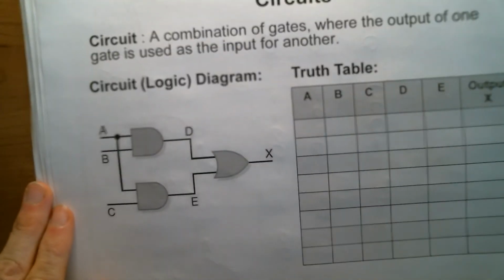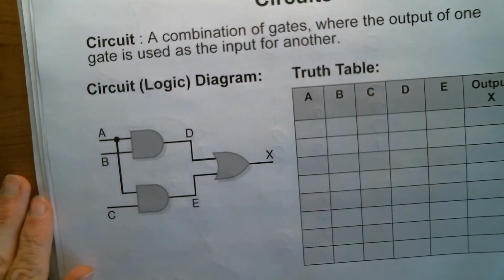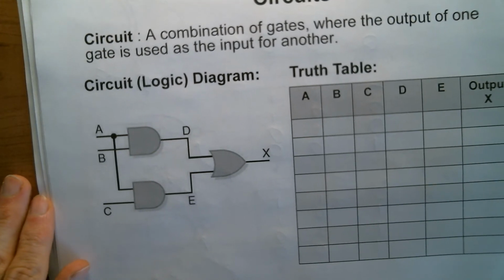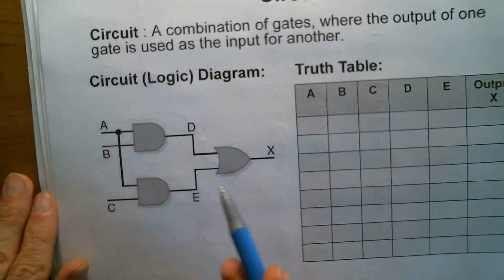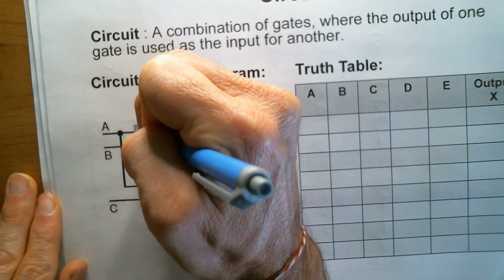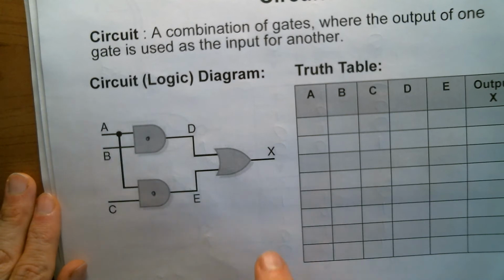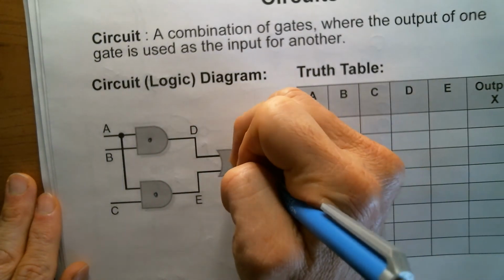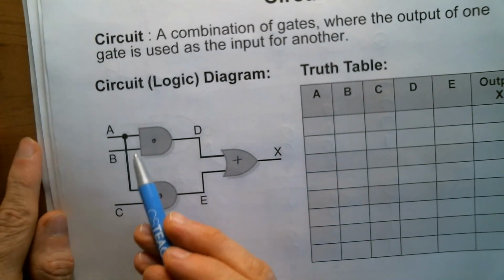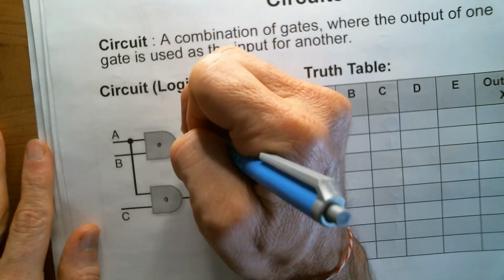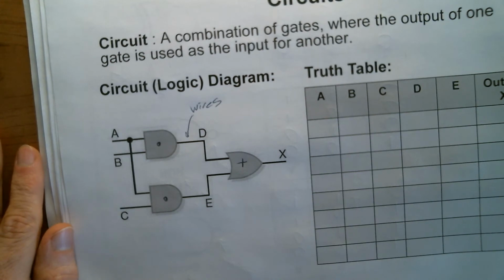All right, so a circuit is a combination of gates where the output of one gate is used as the input for another. Here would be our circuit diagram. Based on what we just looked at, reminder, these are our AND gates, so I'm going to put the little dots in there to show that it's the multiplication. This would be our OR gates, so I'm going to put the little plus sign. And these represent our wires, connecting those gates.